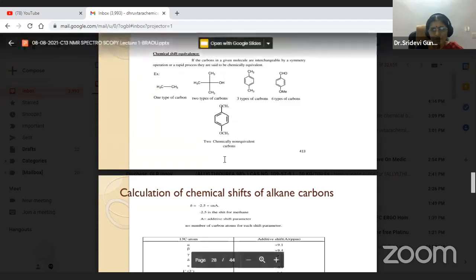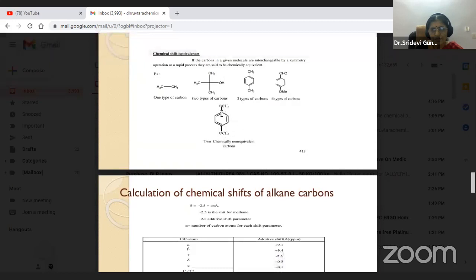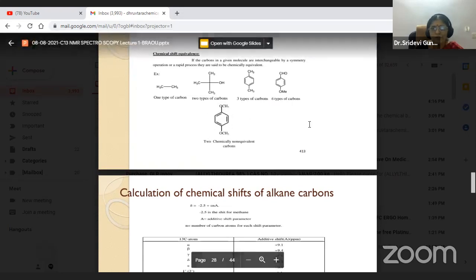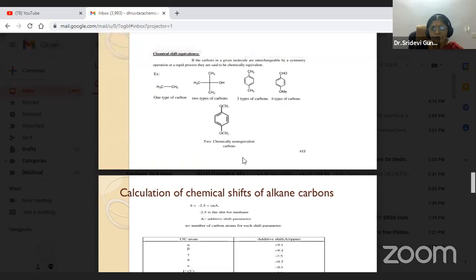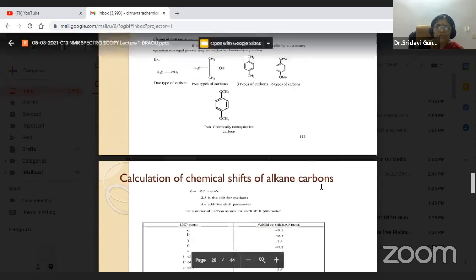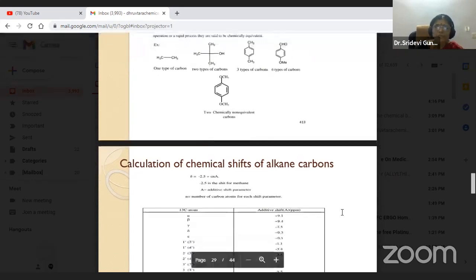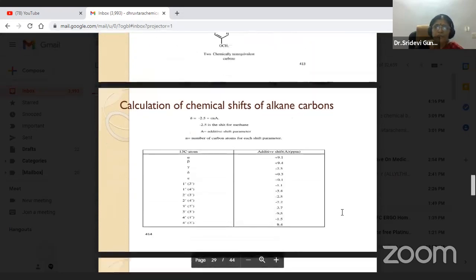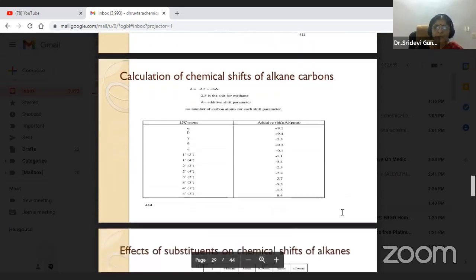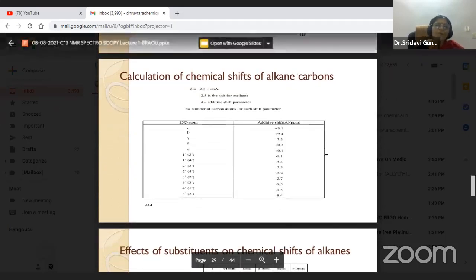No, 3 actually. Here even these two are same. All 4 are same. Yeah. So chemical shift equivalence means when there is symmetry, you will get less number of signals than the carbons present in the molecule. So you can approximately calculate the chemical shifts also here by making use of a simple equation.